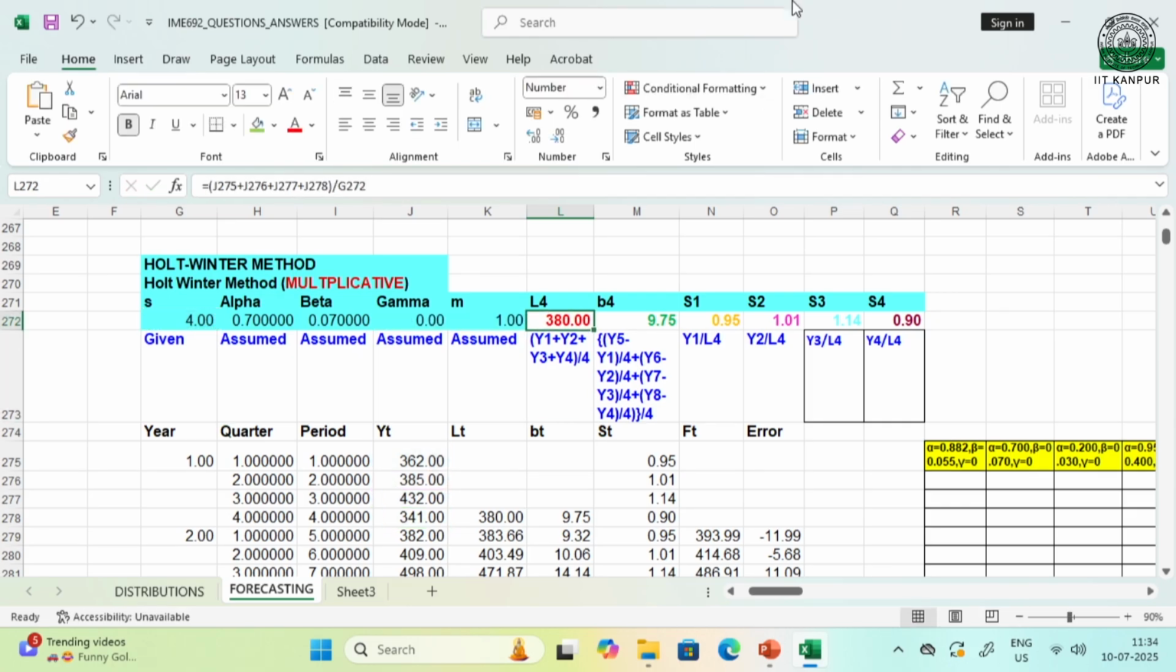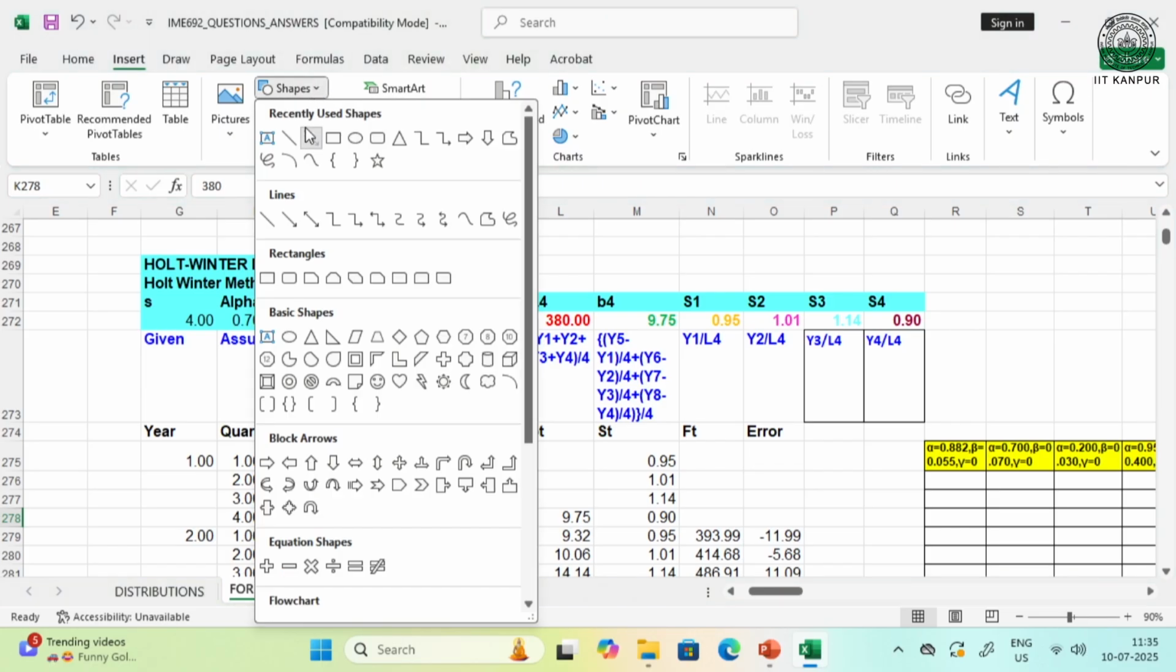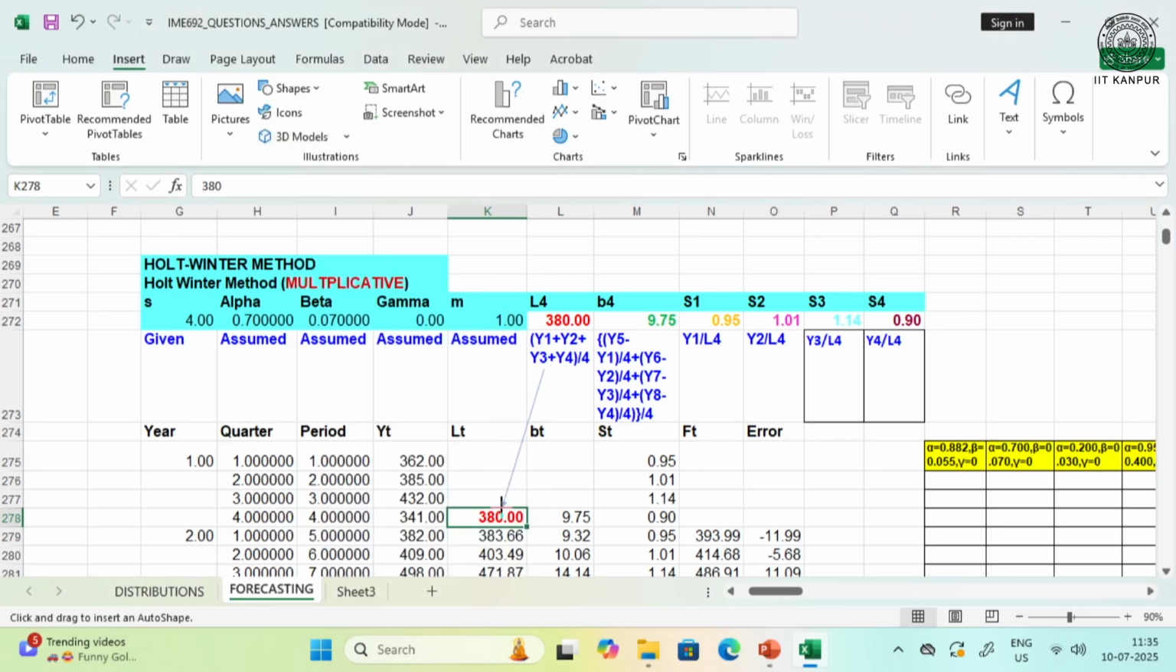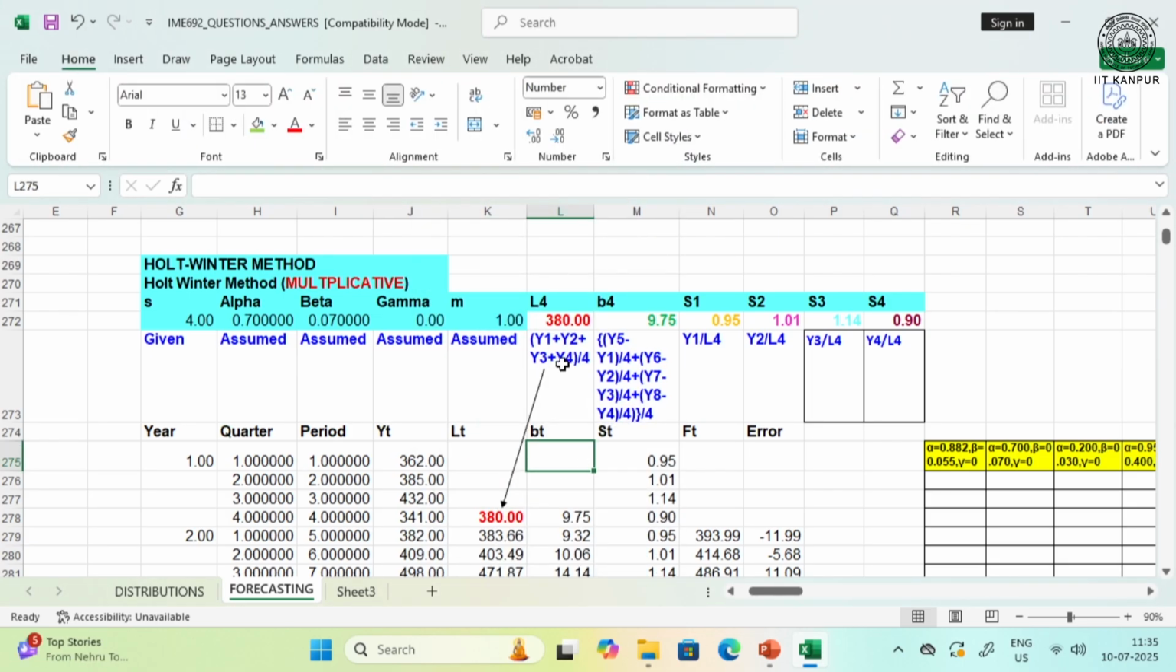So, this value comes out to be 380, and this 380, if you remember, would be copied for the cell K278. So, I will mark it also in red, so there is no ambiguity in the discussion which you are doing. We will mark it with the arrow, so you know where it is going. So, this is basically LSL4. Now, coming back to B4.